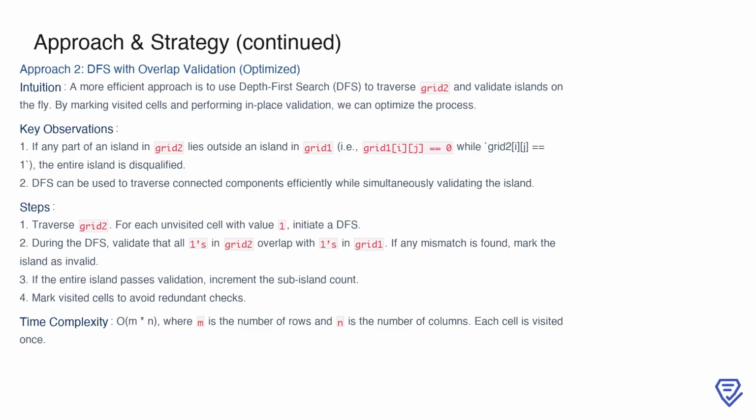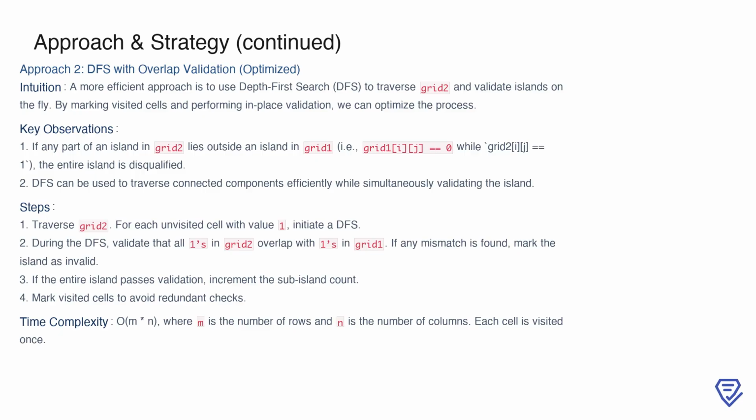Using DFS, we can efficiently traverse connected components in Grid 2 while simultaneously validating overlap with Grid 1. The process begins by traversing Grid 2. For each unvisited cell with a value of 1, a DFS is initiated to explore the island. As the DFS progresses, it checks that all ones in Grid 2 overlap with ones in Grid 1. If a mismatch is found, the island is invalidated. If no mismatches occur, the island is counted as a sub-island. Additionally, visited cells are marked to prevent redundant checks.